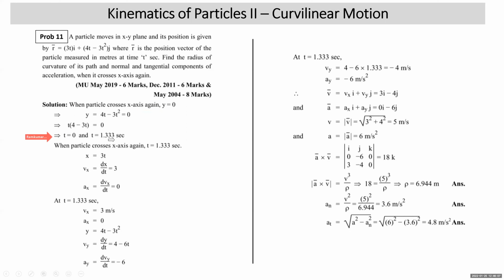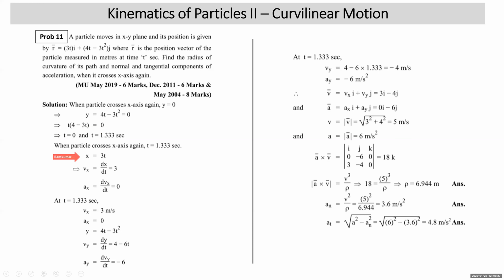t is equal to 0 corresponds to the beginning, that starts from rest. All right. Then he says that when it crosses x-axis again means what? You cannot take t is equal to 0. You have to take t as 1.33. So when the particle crosses x-axis, then t is 1.33. Now let's take x.